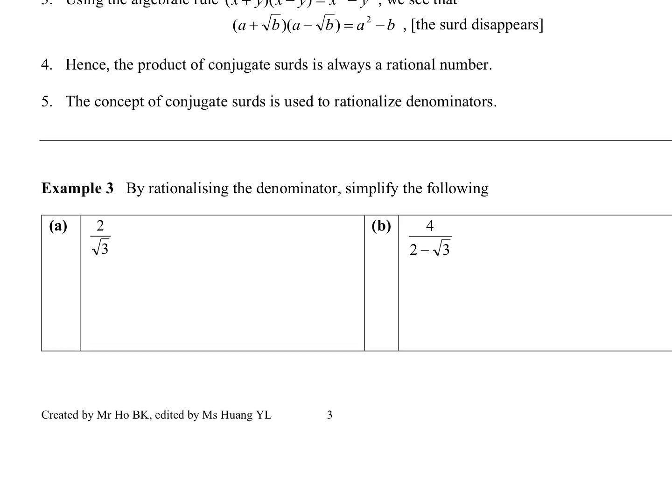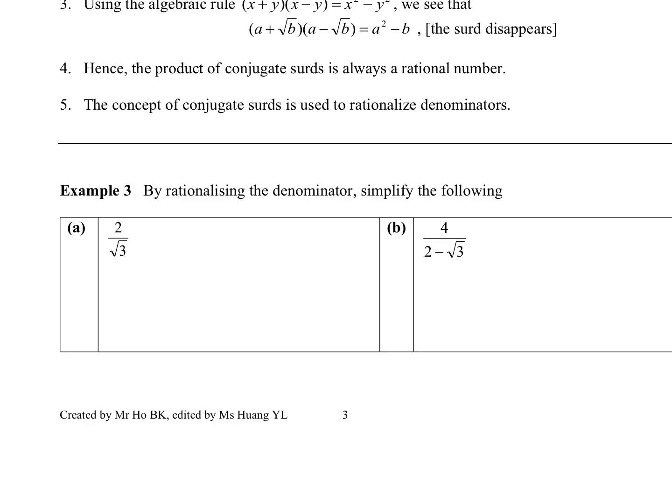Okay, I want to talk about how to rationalize. Rationalize means you want to get rid of the square root in the denominator. You want to make it into a rational number. So how to get rid of this root 3? We cannot square the fraction, but we can multiply numerator and denominator by the same thing. So we multiply by root 3 for both numerator and denominator. You end up having this.